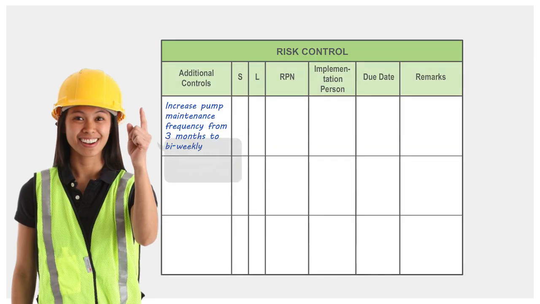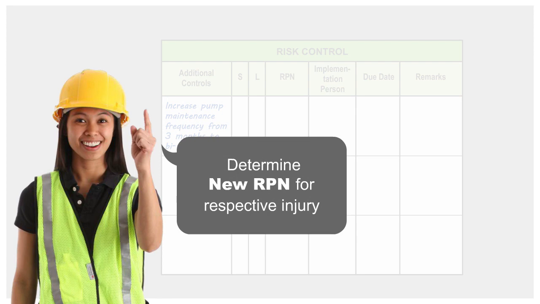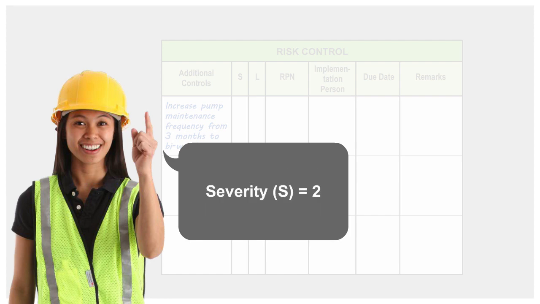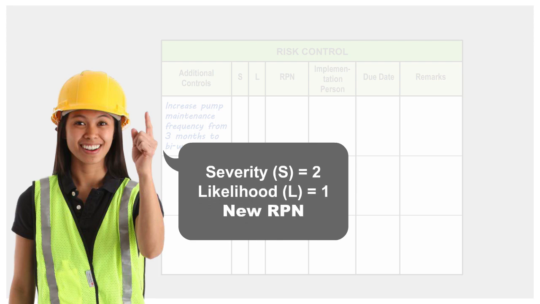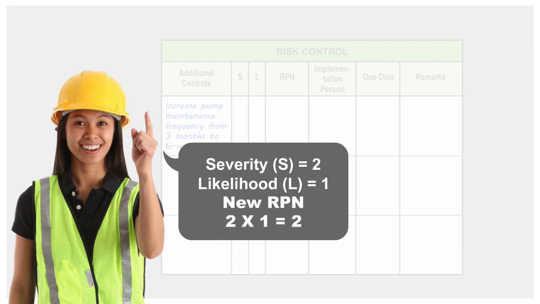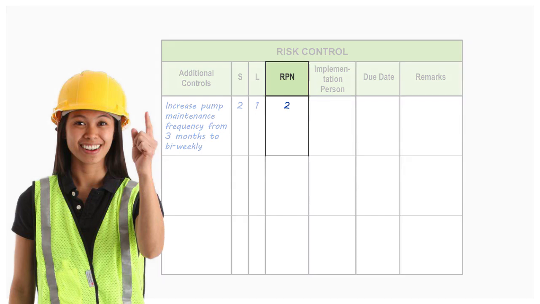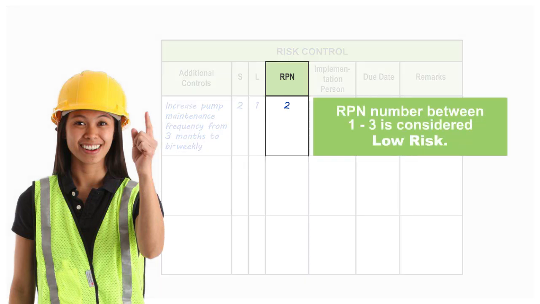Next, we can determine the new RPN of the respective injury. Let's assume, after additional controls implementation, the new S is reduced to 2 and L is reduced to 1. The new RPN will be 2 times 1 equals 2. An RPN number of 2 is considered to be a low-risk activity.